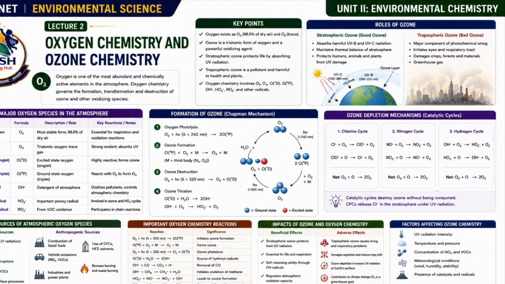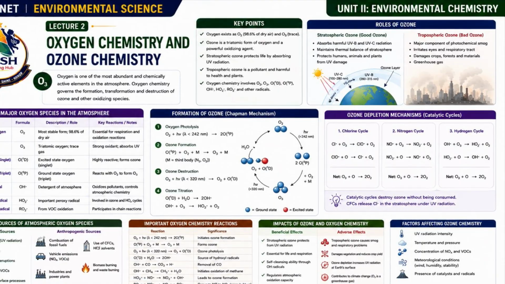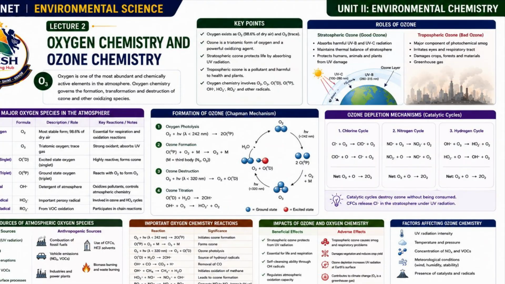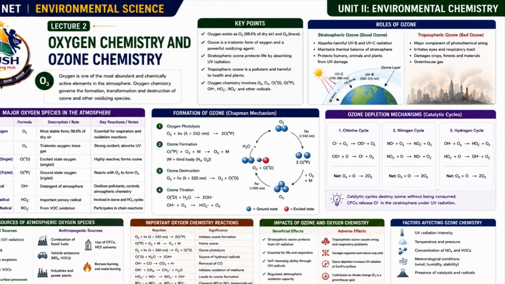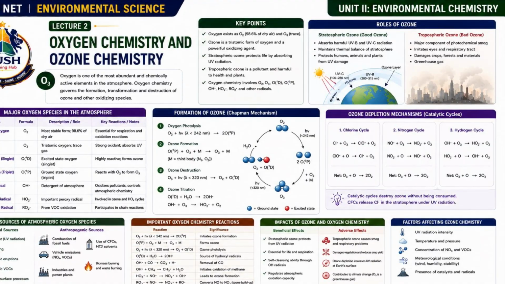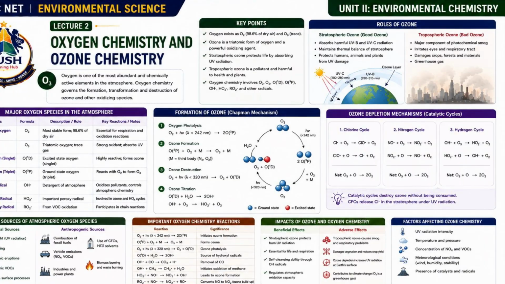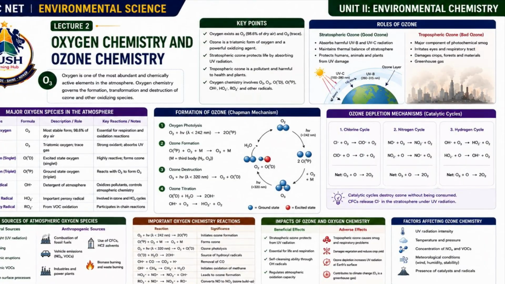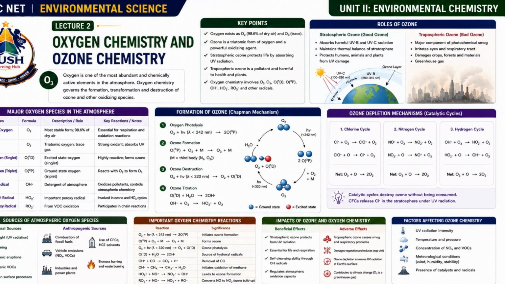Now let's discuss the impacts of oxygen and ozone chemistry. The first impact is protection from ultraviolet radiation through the ozone layer. The second impact is atmospheric self-cleansing, achieved through hydroxyl radical-mediated oxidation processes. The third impact is air quality regulation, since ozone and radicals influence pollutant transformation.